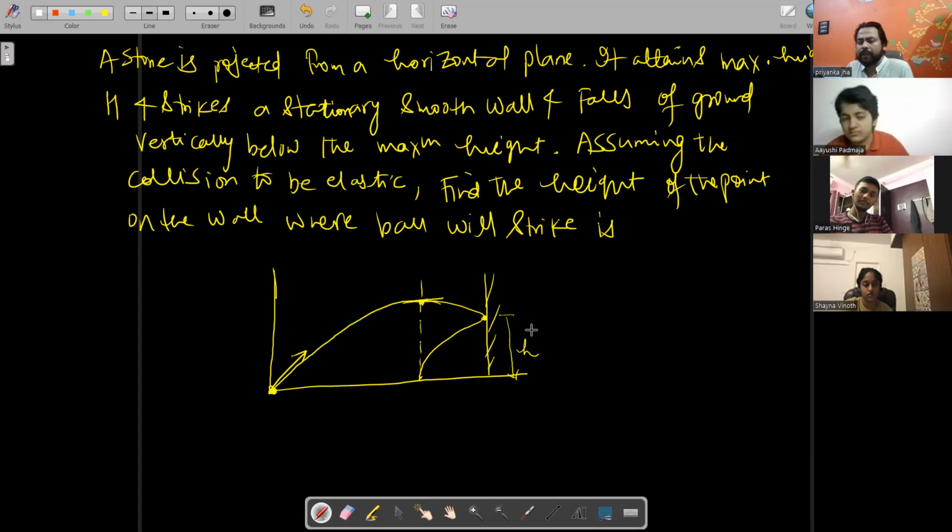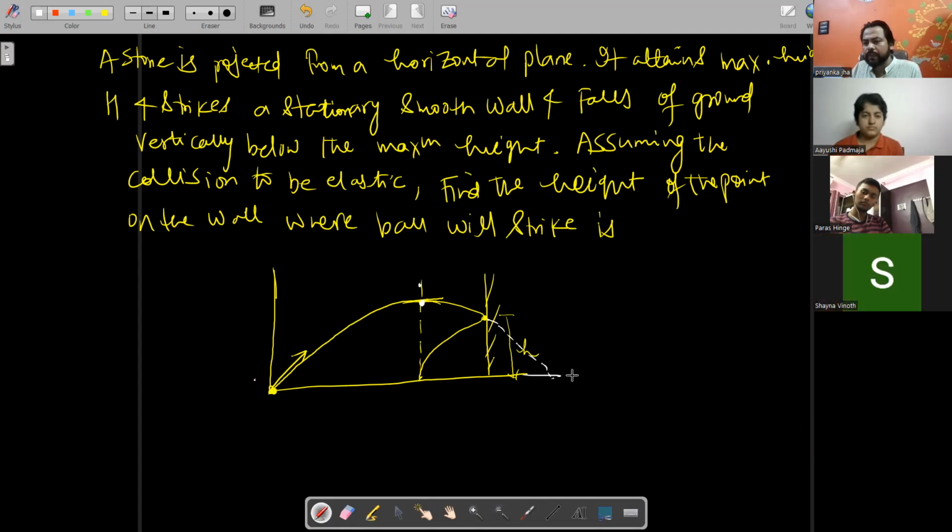Suppose this wall was not here. Then the ball would have followed this complete path, and this is the range. This is the maximum point. Whatever time it takes from here to here, it will take the same time from here to here, correct?